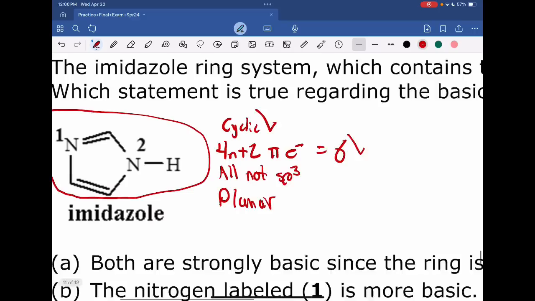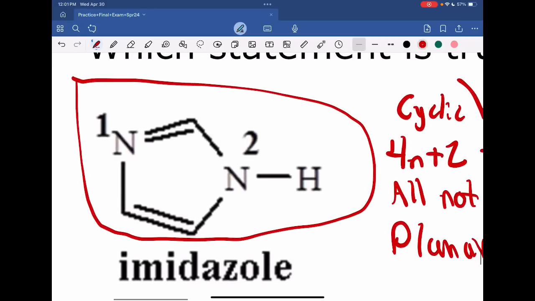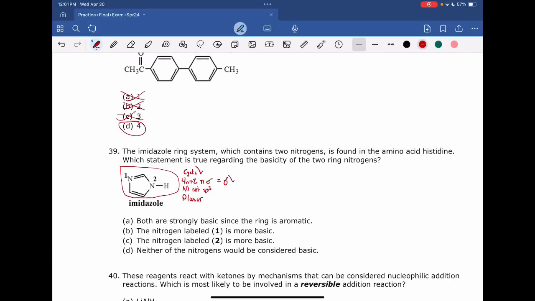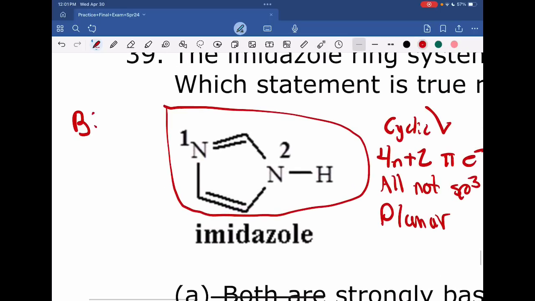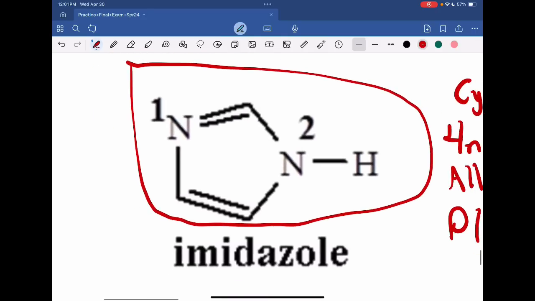So this is aromatic. Now, what's the difference between these 2 nitrogens? They're asking you which one is the stronger base. For something to be a base, it needs to donate its lone pair and attack something. So let's think about the differences between the lone pairs in these 2 nitrogens. This nitrogen has 1 lone pair in here. This nitrogen has 1 lone pair in here.